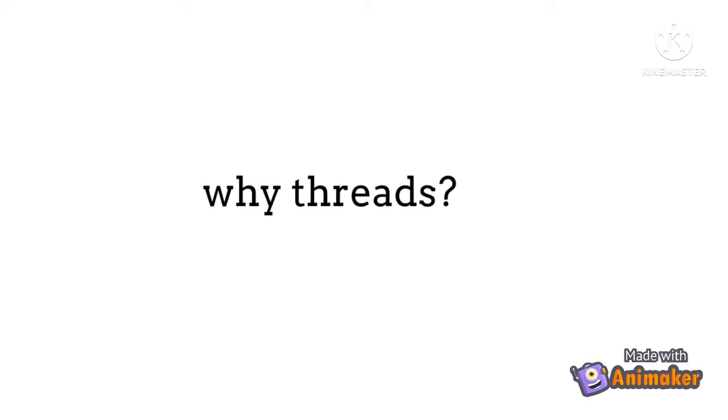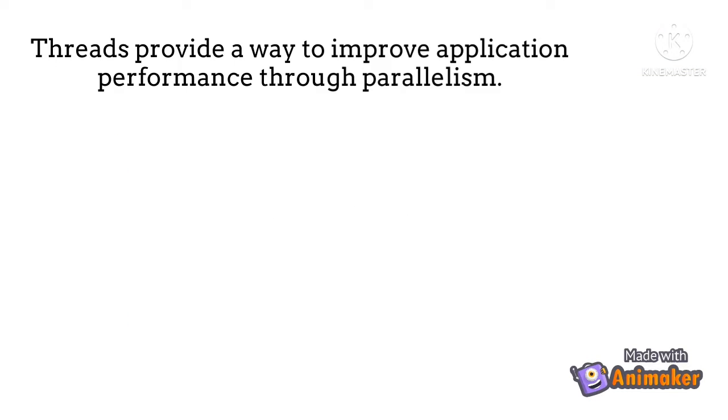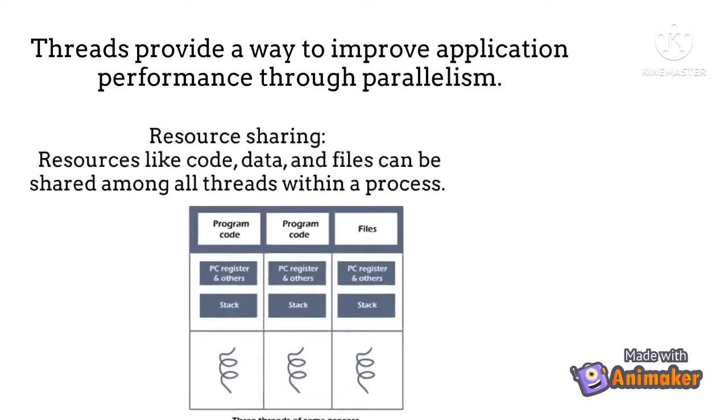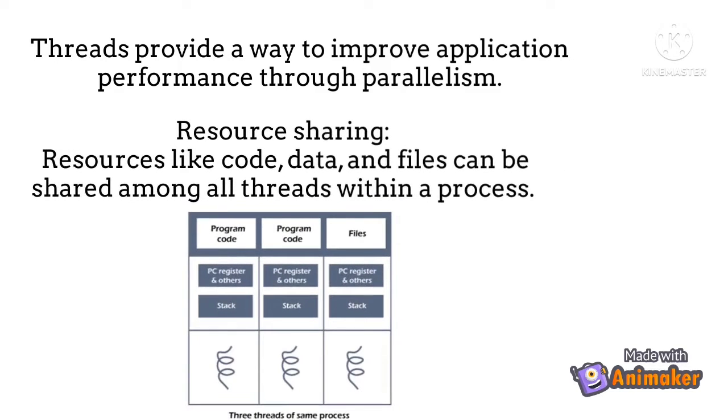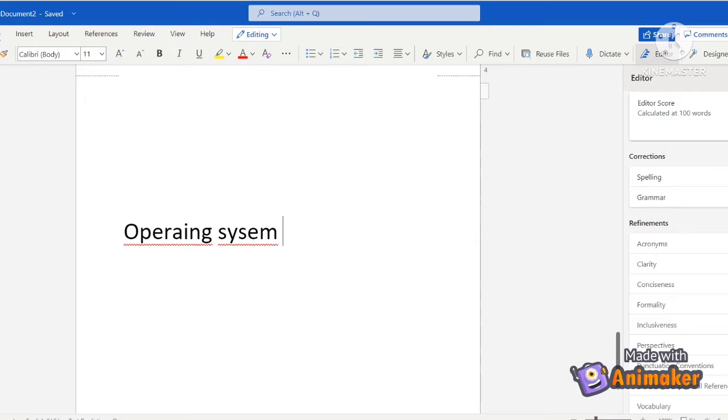Why threads? Threads provide a way to improve application performance through parallelism, because of resource sharing. Resources like code, data, and files can be shared among all threads within a process. Example: when users use the Word application, there is a thread responsible for taking the input from them, a thread responsible for formatting the text, and another thread responsible for checking grammar rules. And these threads work concurrently.